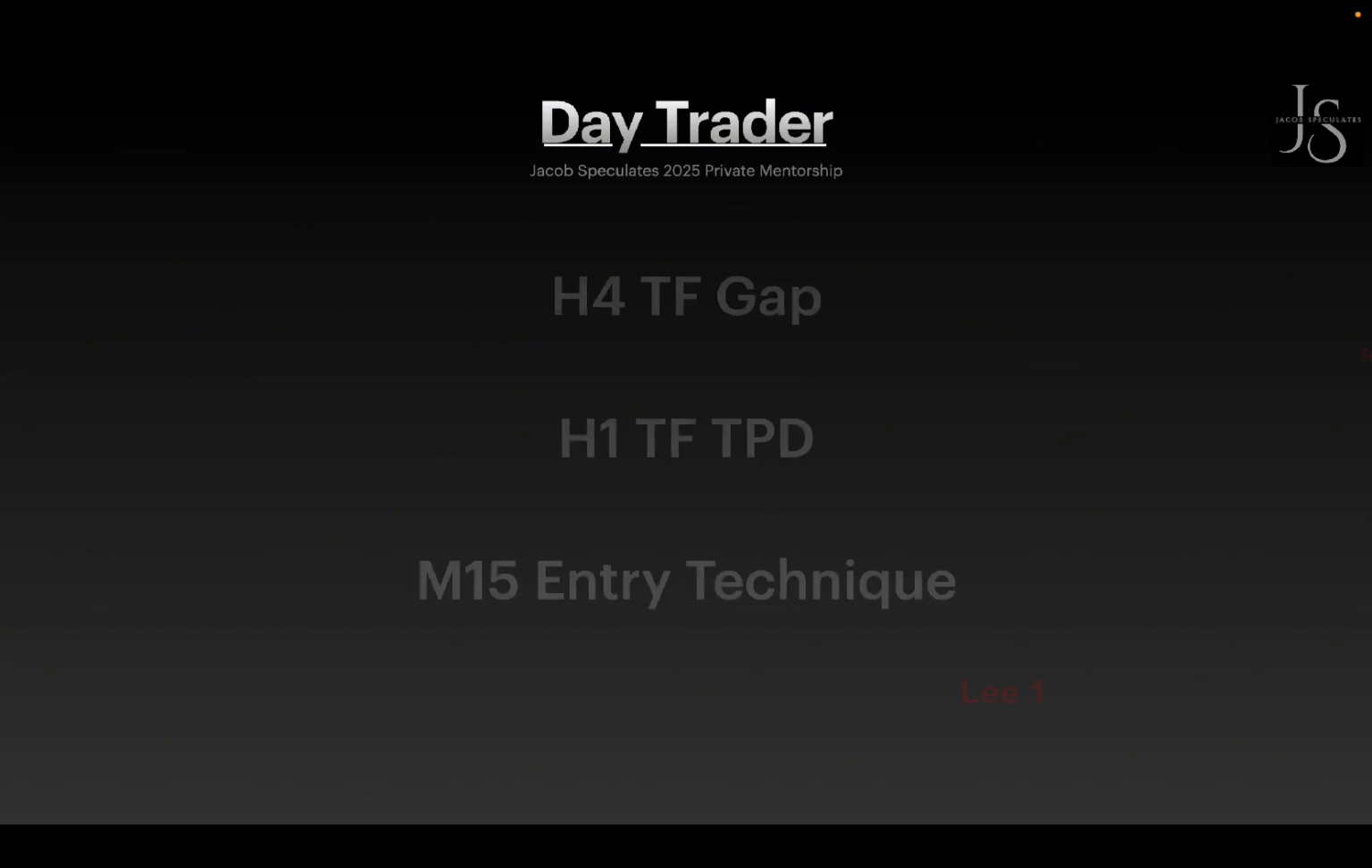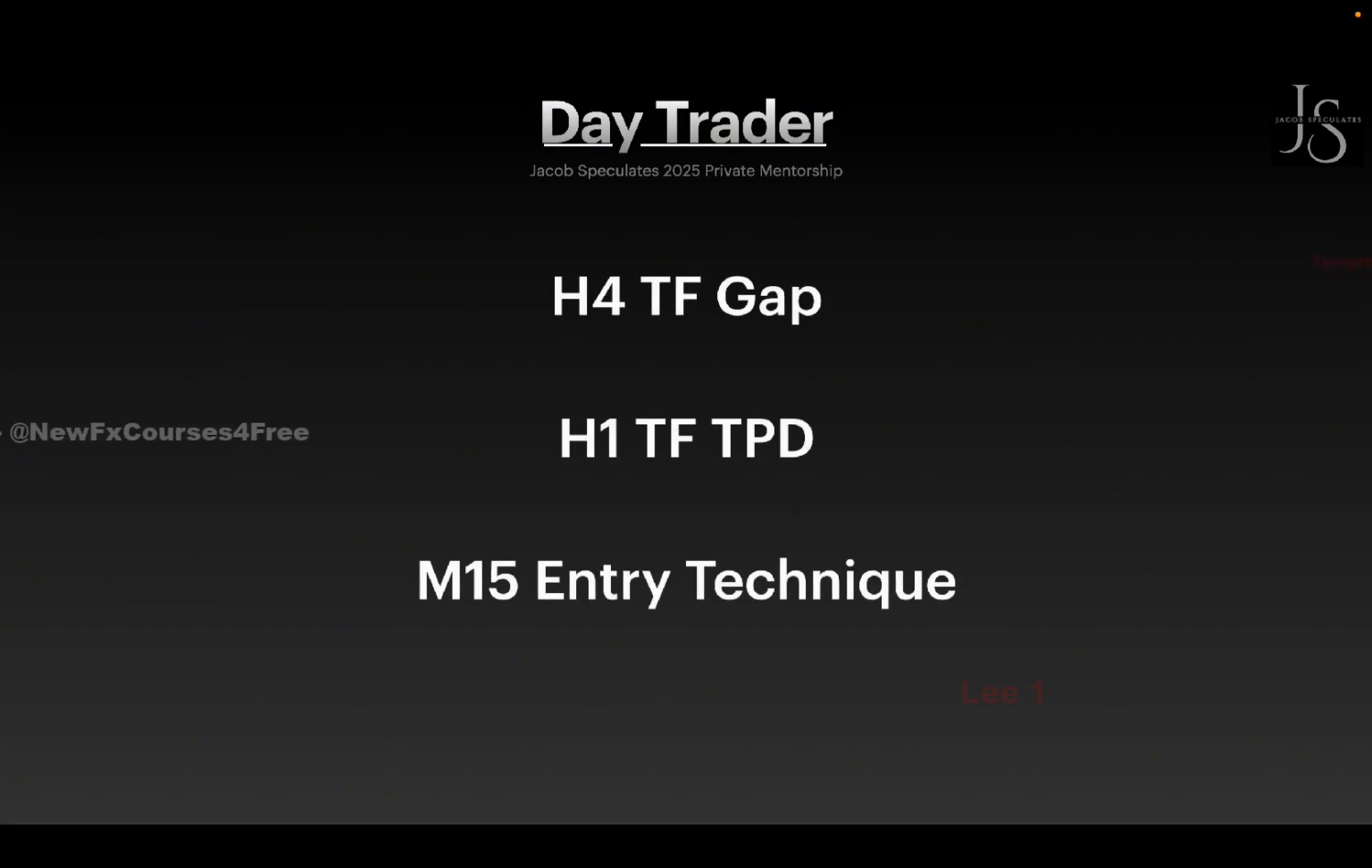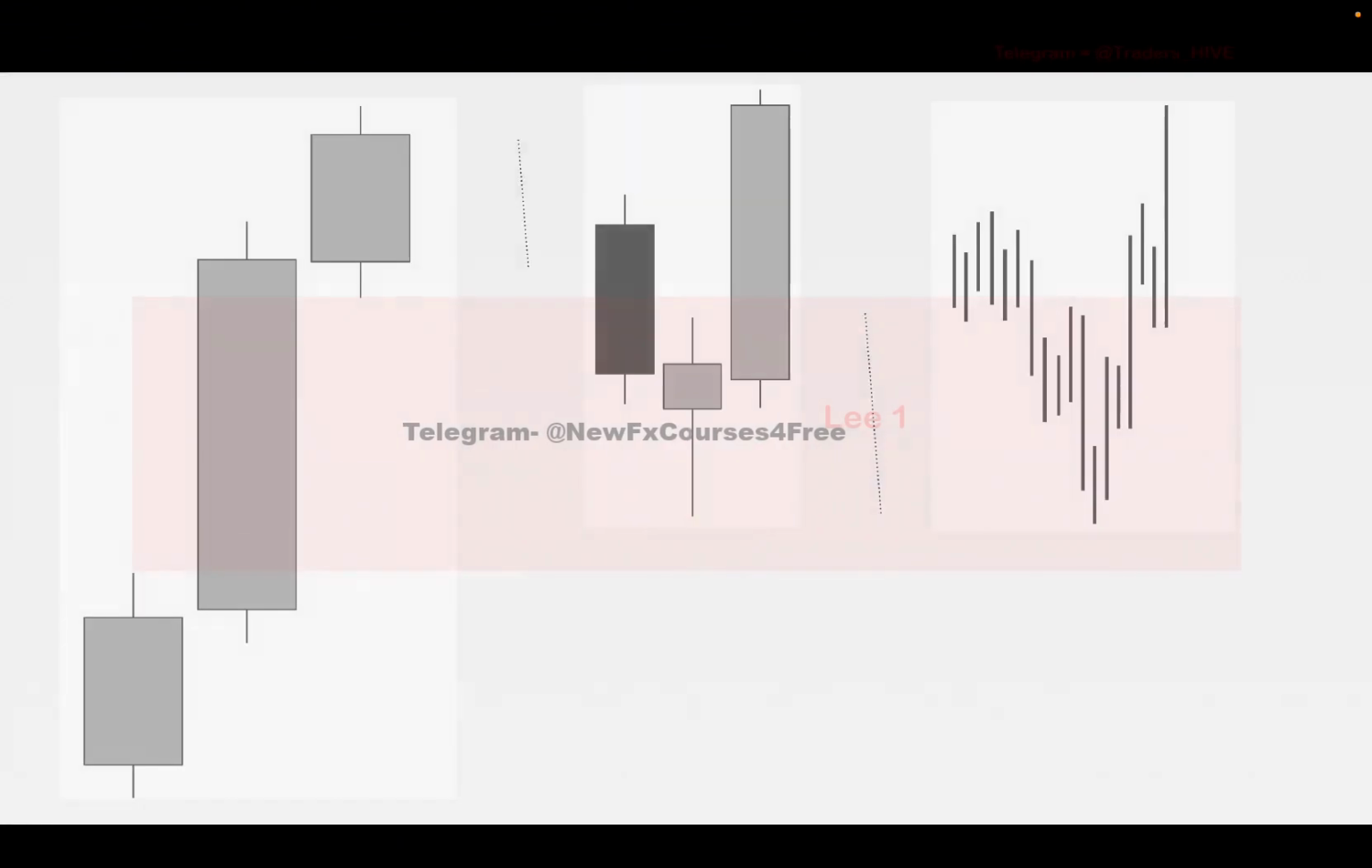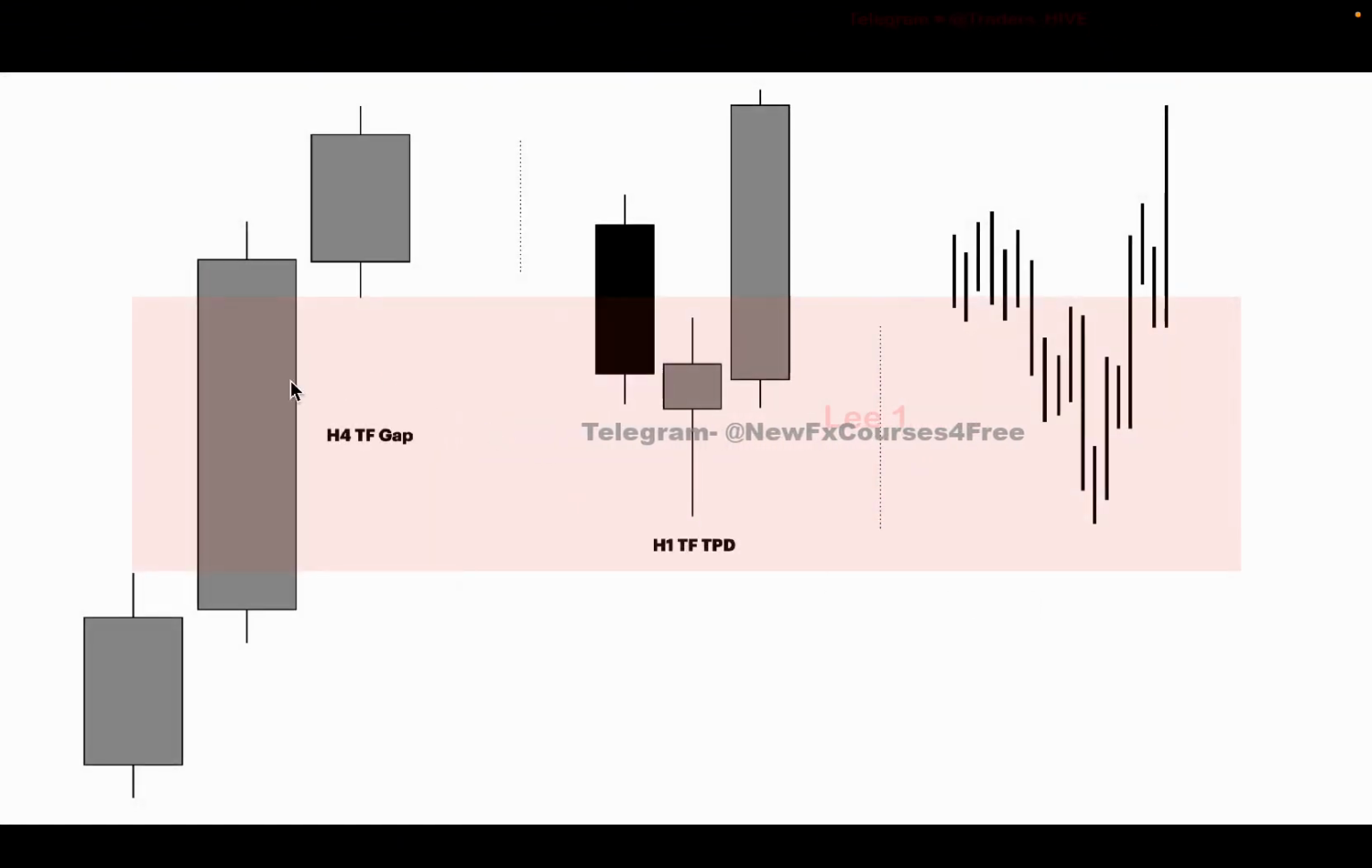So now looking at the day trader. The day trader sequence is a 4-hour time frame gap, a 1-hour time frame TPD, and a 15-minute time frame entry technique. So again, looking at the diagram, we'll have a 4-hour time frame fair value gap, and then a 1-hour time frame TPD, and then a 15-minute time frame entry technique following subsequently.